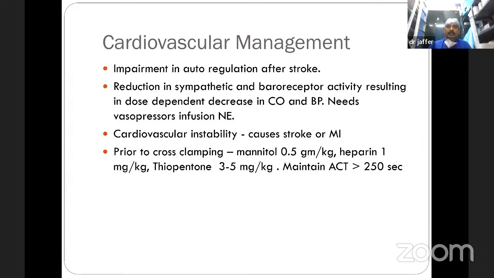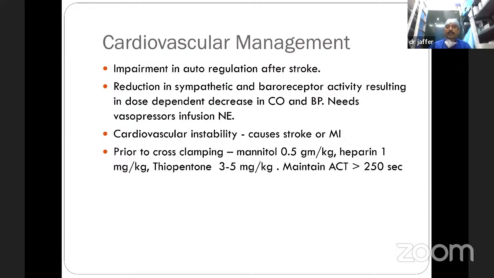to MI. This is because patients may have coronary artery disease, and the increase in the afterload can lead to an increase in the left ventricular end-diastolic pressure, therefore leading to myocardial ischemia. So once the hemodynamics is controlled.